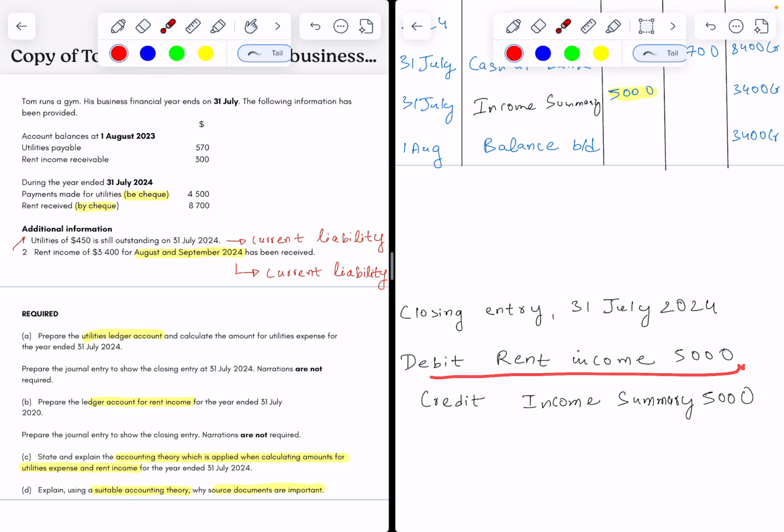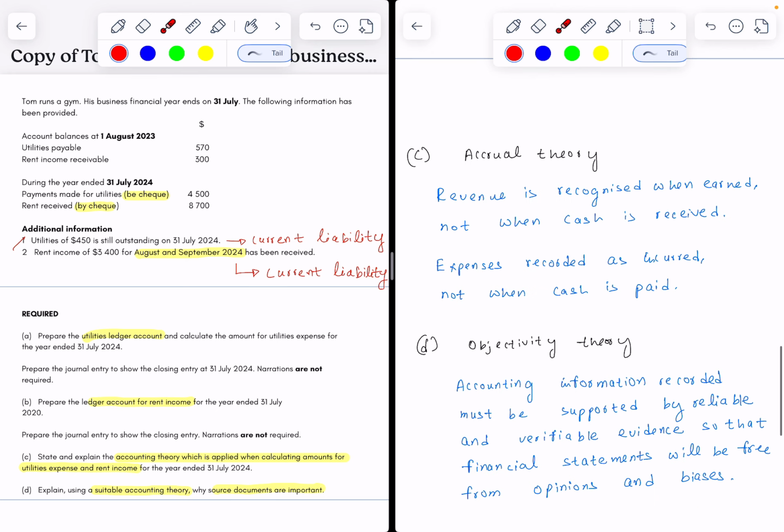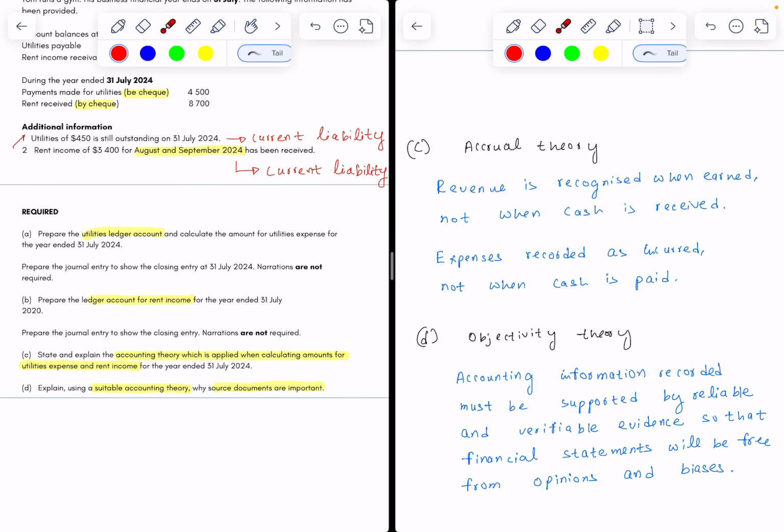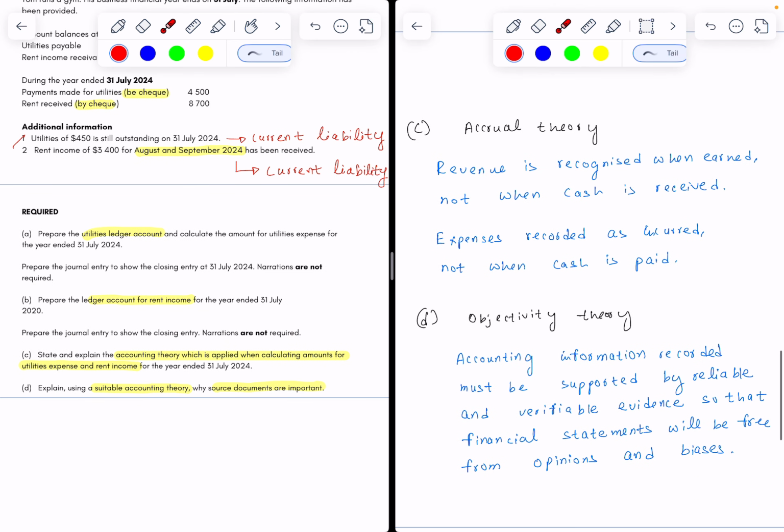Okay? All right. Let's look into the last two questions, which refer to some kind of accounting theories. So state and explain the accounting theory which is applied when calculating amounts for utilities expense and rent income for the year ended 31 July 2024. All right. So basically the question is asking, why are we adjusting for the final amount for expenses and income that we look forward to reporting in the statement of financial performance or the income statement? Because of the accrual theory.